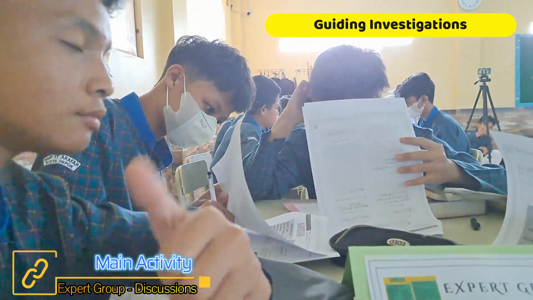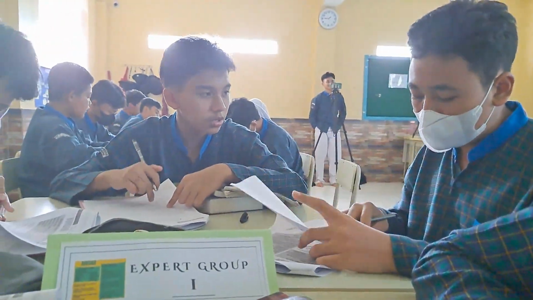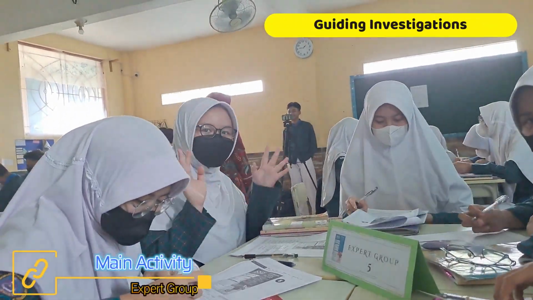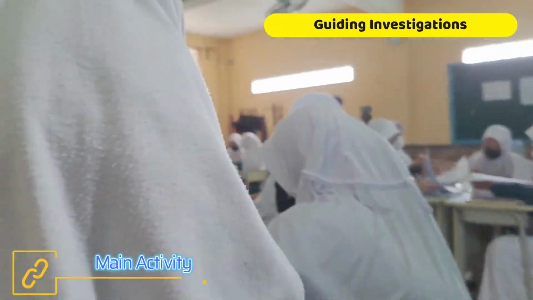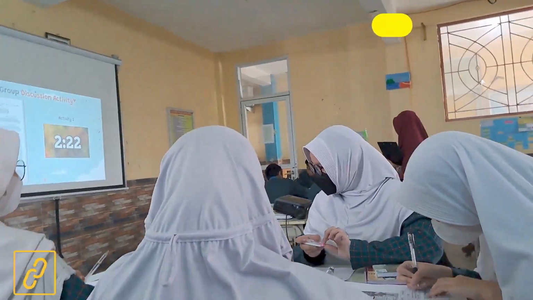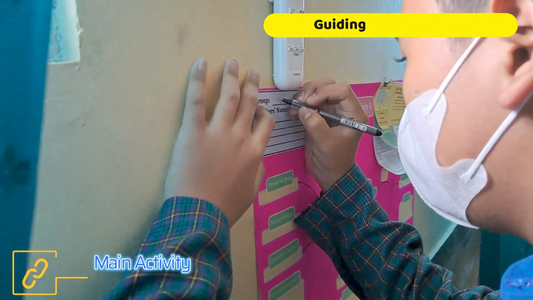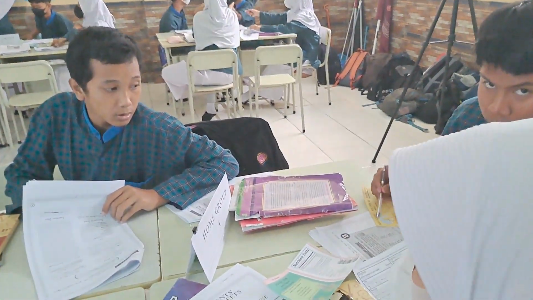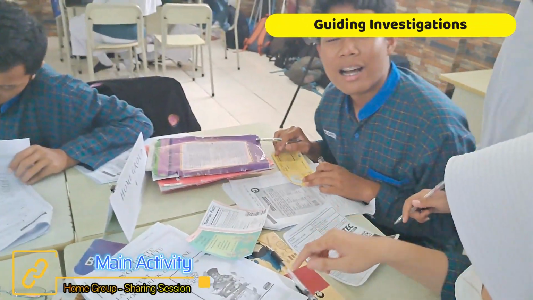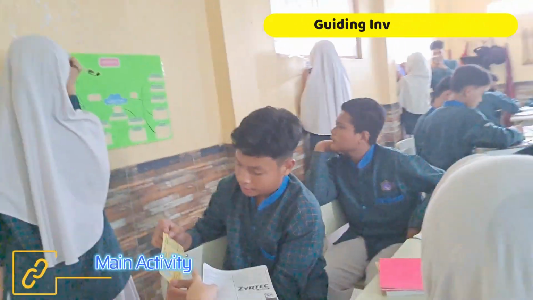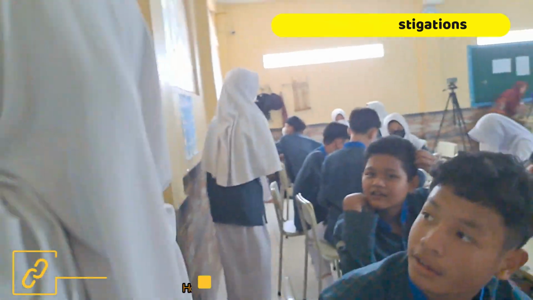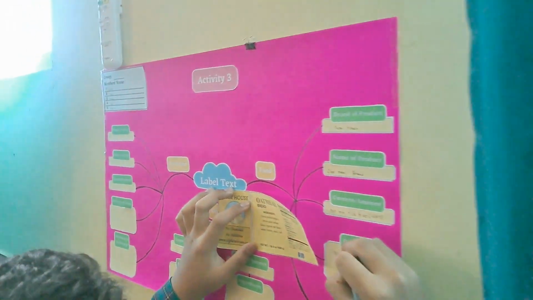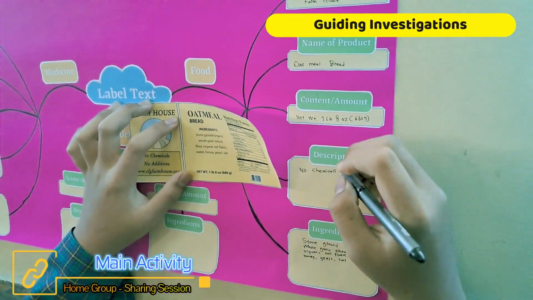After the discussion activity in expert group is done, the students will go back to their home group to share their new knowledge about label text. During the sharing session with home group, students will be doing activity 3 as well. For 15 minutes, the group leader will lead the group discussion using presentation sheet that has been prepared. They will be discussing about the text structures of label text of medicine, food, and drink.